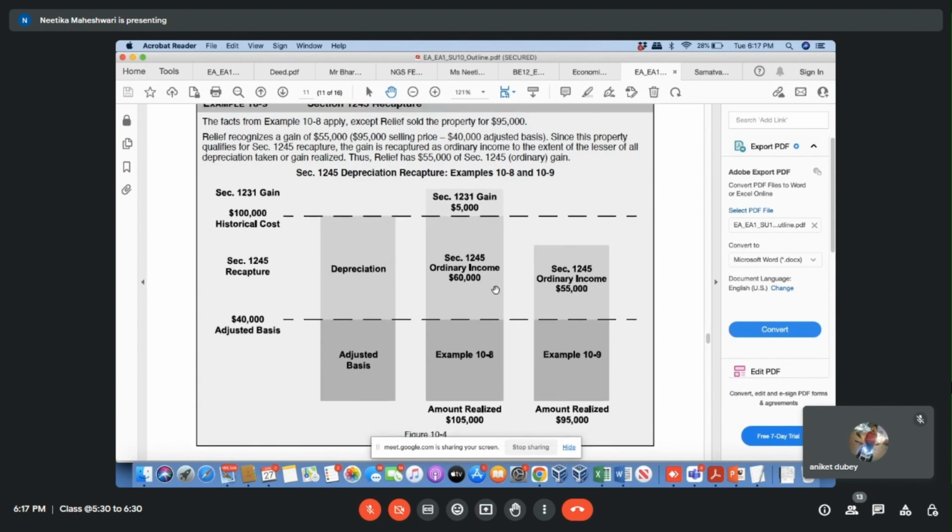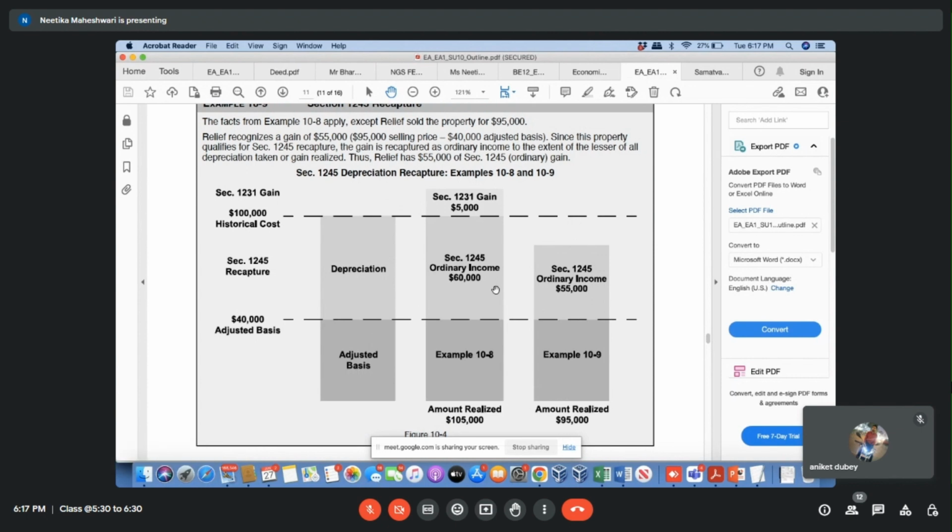Sorry, someone was asking something. I have a question. What if the property is sold for a loss? So the whole thing, the loss will be recognized as an ordinary loss under 1231. Yes. Okay. If 1231 is applicable, then all the losses will come up as ordinary losses.